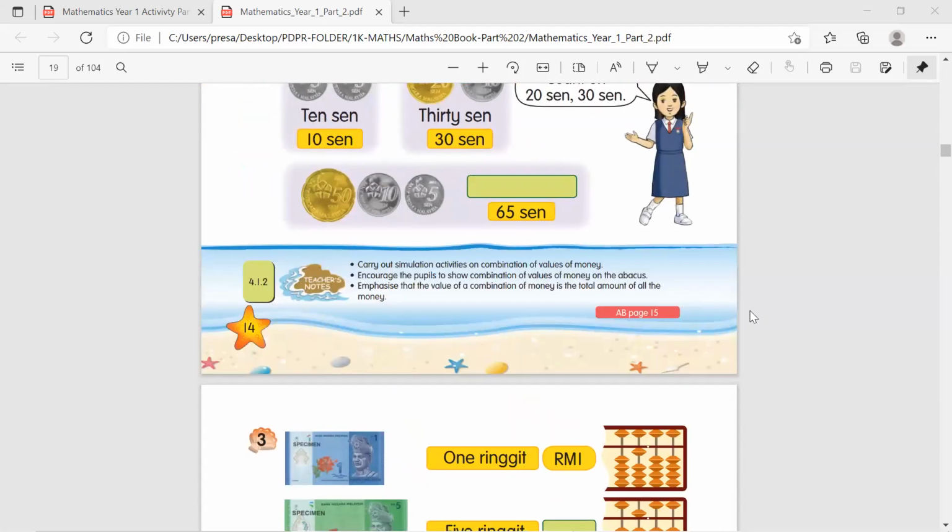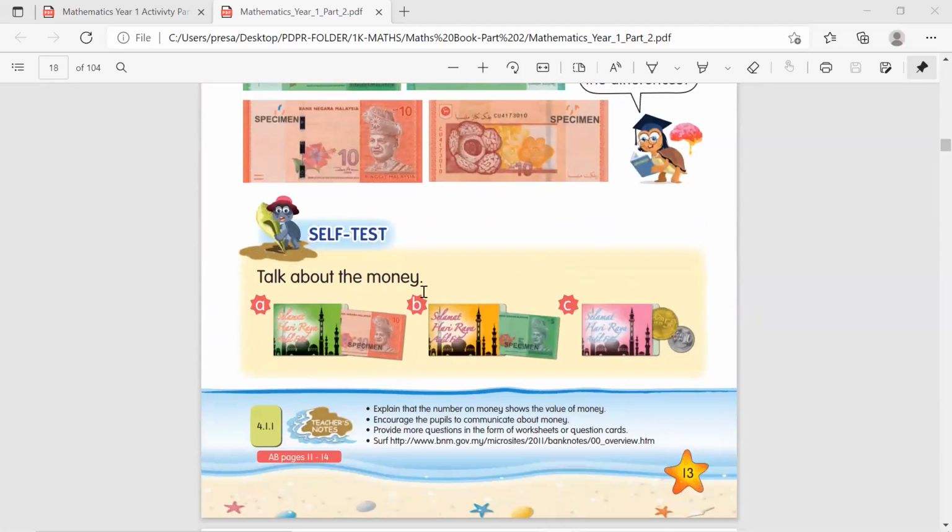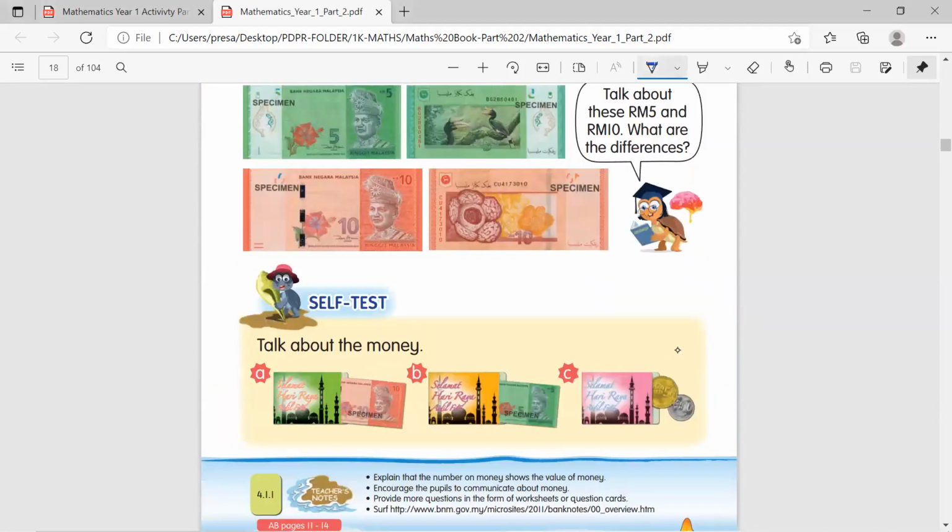Class, we already covered today's topic. And the self-test talks about the money. The A, what is the money, class? Ringgit Malaysia 10. And the B is Ringgit Malaysia 5. And the C is not Ringgit Malaysia; you can see it's a coin. So what is the total value? 50 and 10, so it is 60 cents.